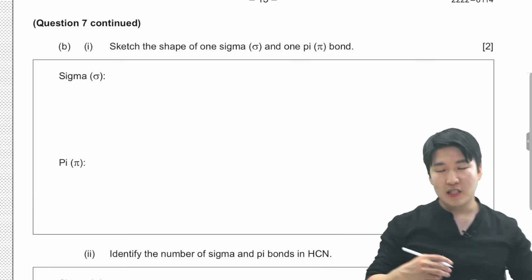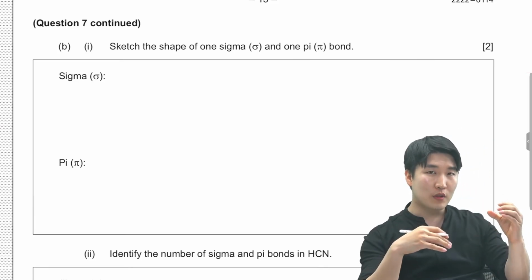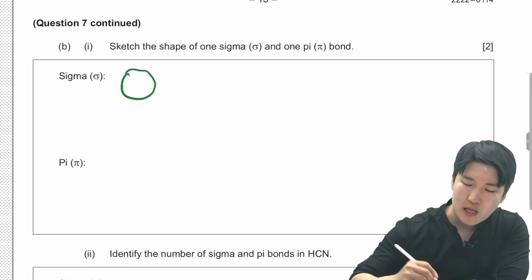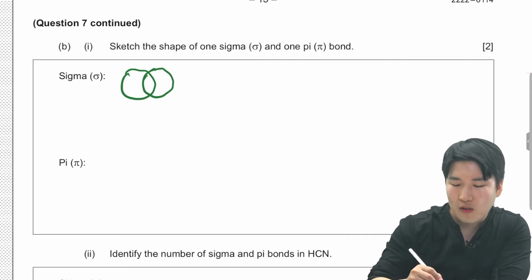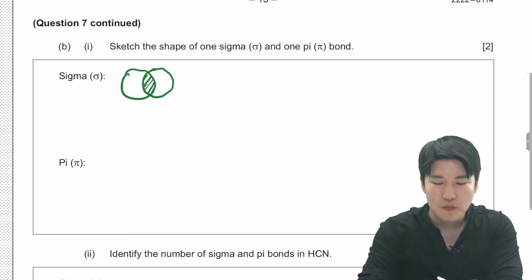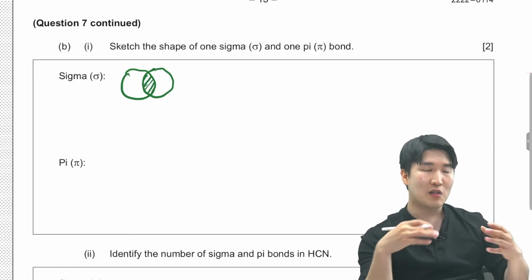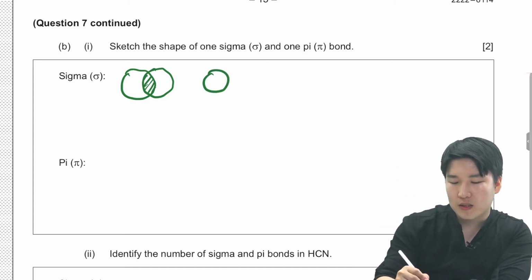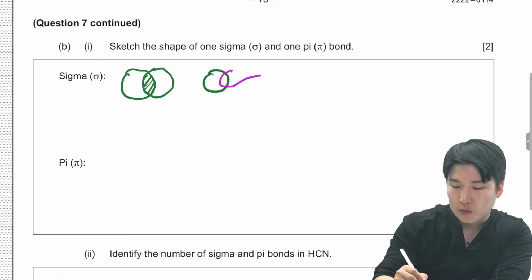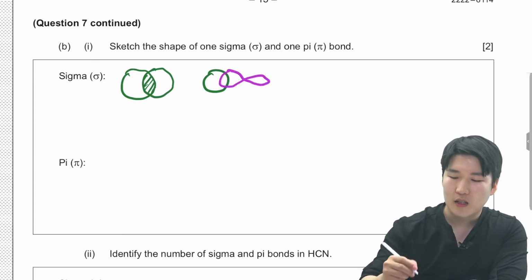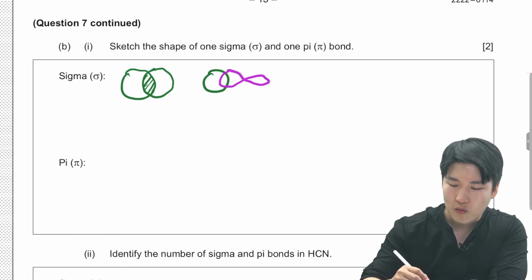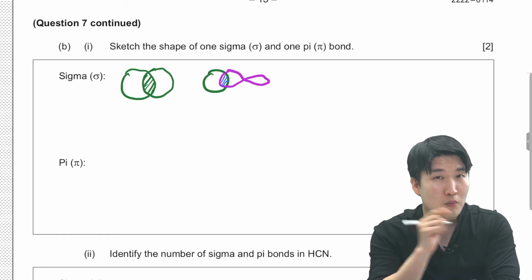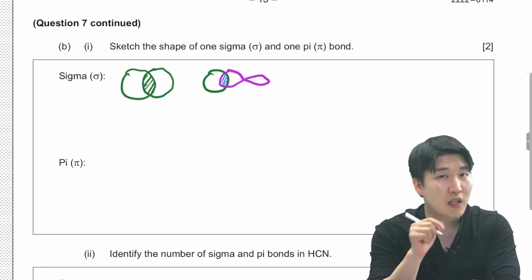Sigma bond is the axial overlap of an s orbital and another s orbital. We can illustrate this as follows, where the overlap can be shaded. Not only is sigma the axial overlap of s orbitals only, but also an s orbital with a p orbital. Again, there would be an overlap, shaded as follows. And there's one more combination.